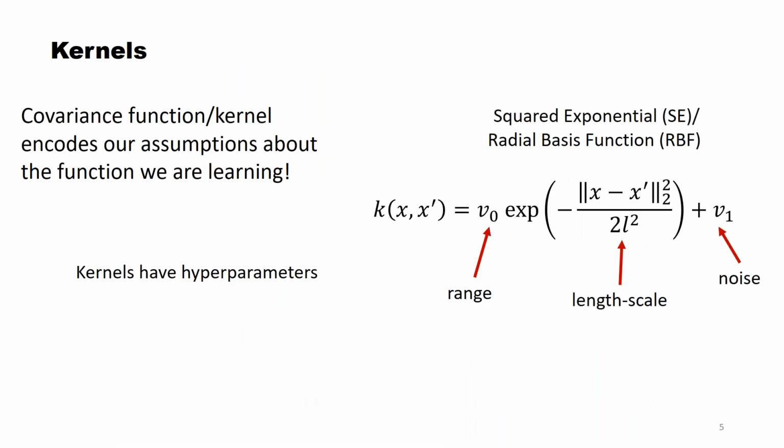Now, in a way, the covariance function, also known as the kernel function or just kernel, is really your model. It encodes your assumptions about the function that you're trying to learn. There are many kinds of kernels. This is probably the most commonly used one, called the squared exponential or radial basis function. The thing about it is that it has some hyperparameters.